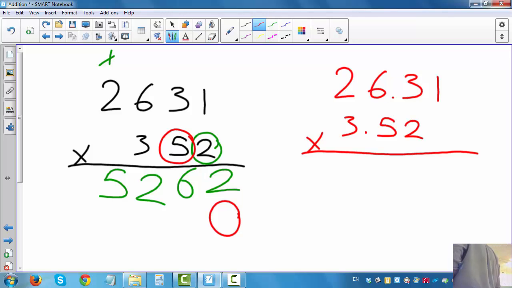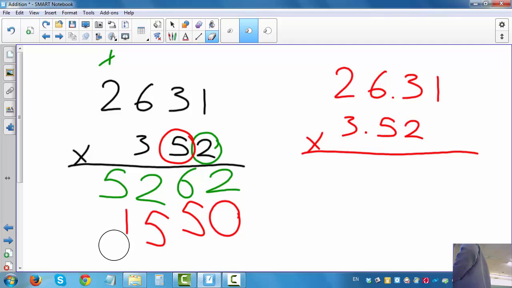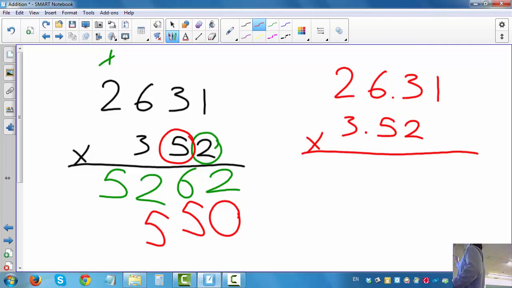5 times 1, yes, it's 5. 5 times 3 is 15. So I'm going to write down the 15 here. But we do know that we are not allowed to keep the 1 here. So let me carry. Let me carry the 1 over here. And let me continue. 5 times 6 is 30.